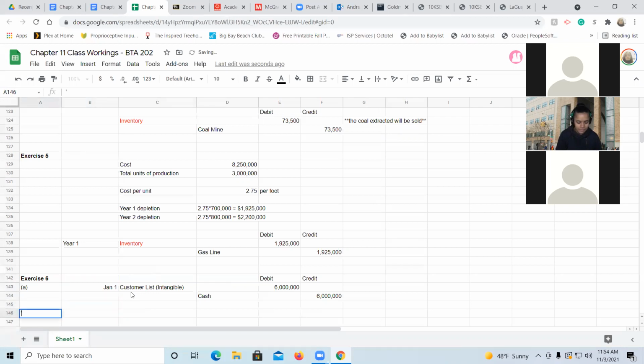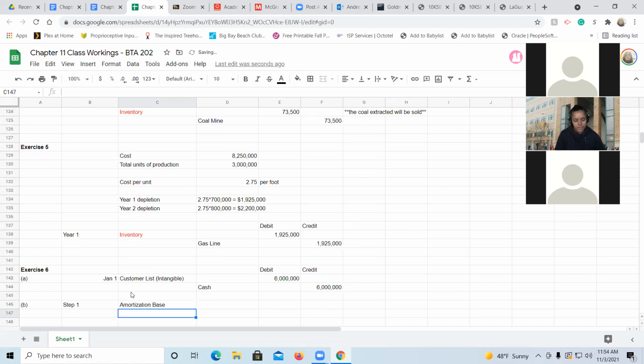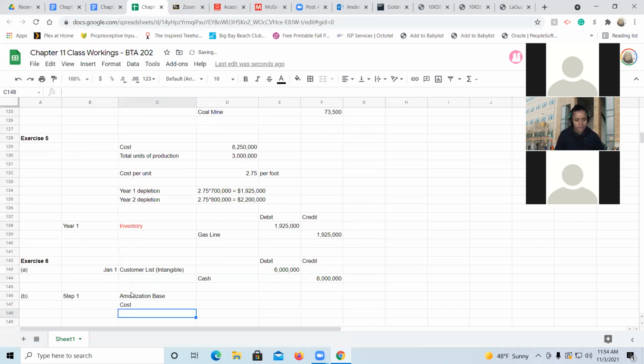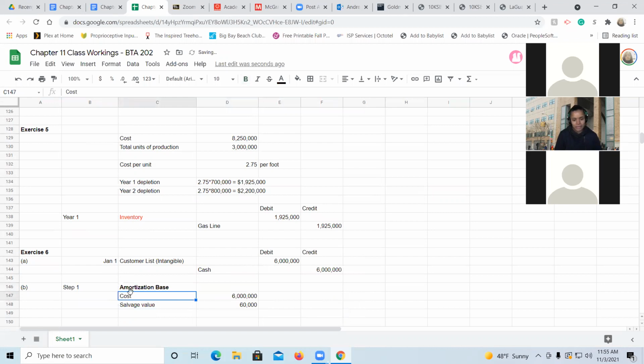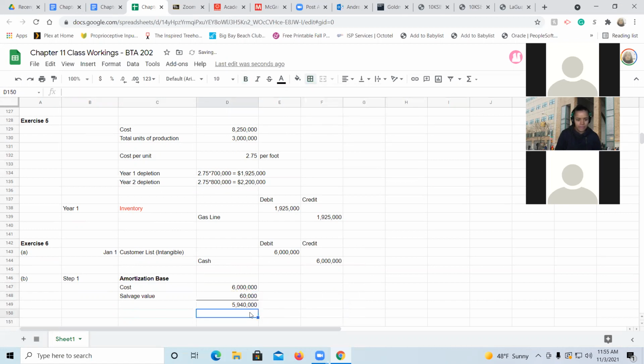And now in B, we are going to actually calculate the amortization. Very simple. In the first step, you're going to calculate an amortization base. So you're going to say cost, and then you're going to get rid of the salvage value or the residual value. The cost over here is the same, 6 million. The salvage value is 60,000, that's mentioned in the question. So that's the amortization base, 5,940,000.